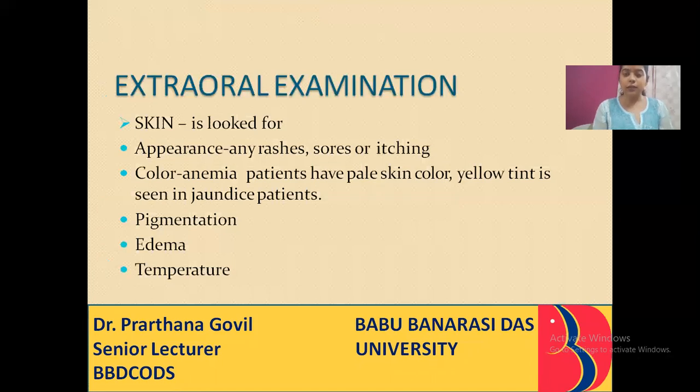Now, once the general examination is finished, you need to do the extraoral examination in the patient. First of all, examine the skin. Look for appearance of any rashes, sores, or itching. Any color changes: anemic patients have pale skin color, jaundice patients have a yellow tint. Also check pigmentation, edema, and temperature of the skin. Temperature is right now very important in COVID times, wherein to detect COVID, one of the symptoms is severe high temperature of the patient.